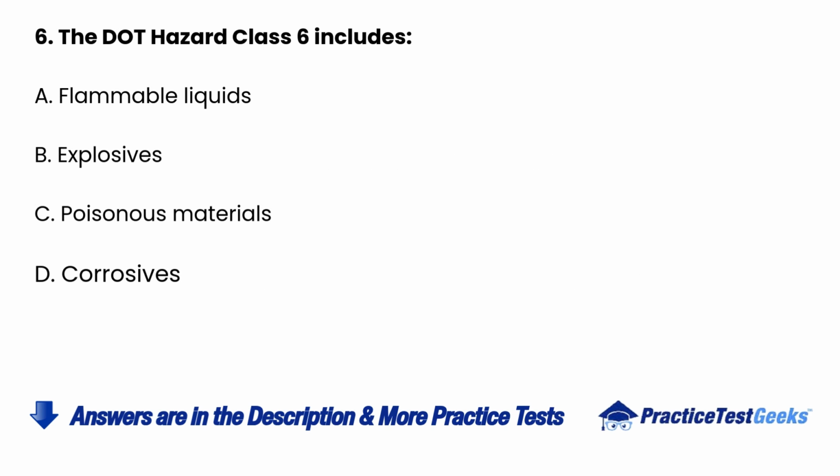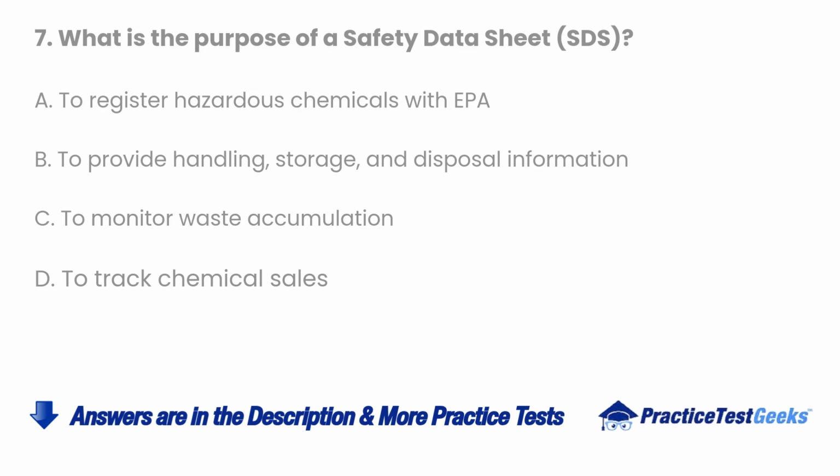6. The DOT hazard class 6 includes: A. Flammable liquids. B. Explosives. C. Poisonous materials. D. Corrosives. 7.